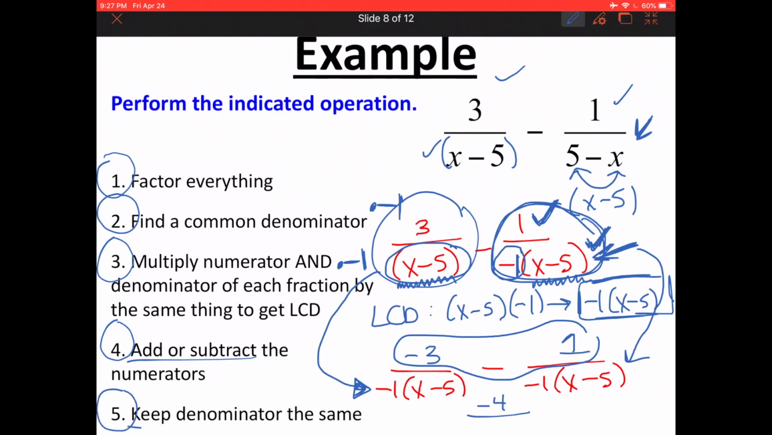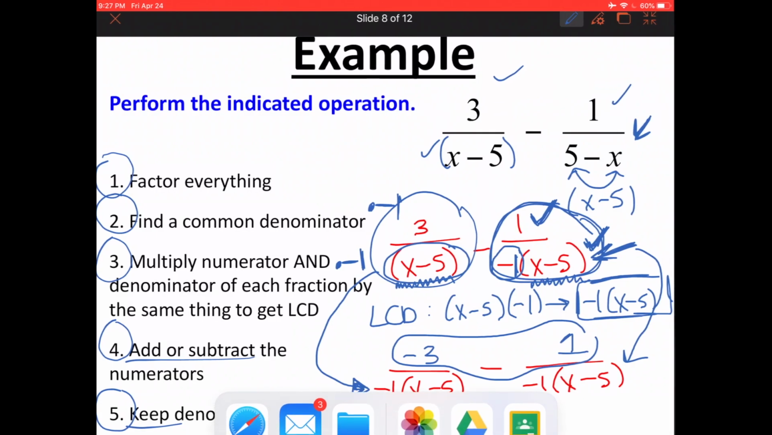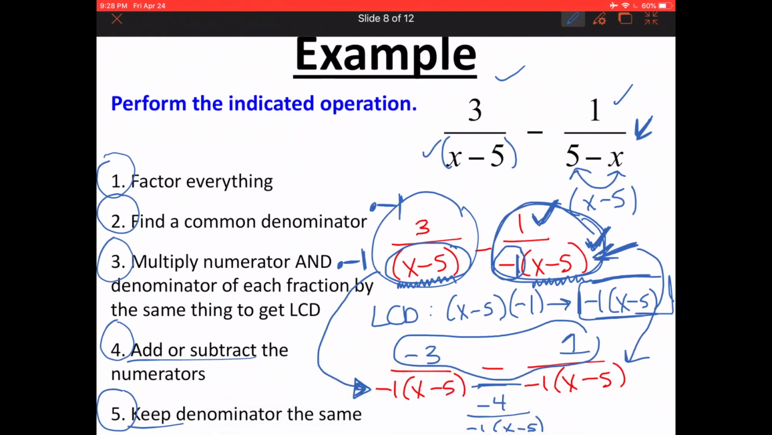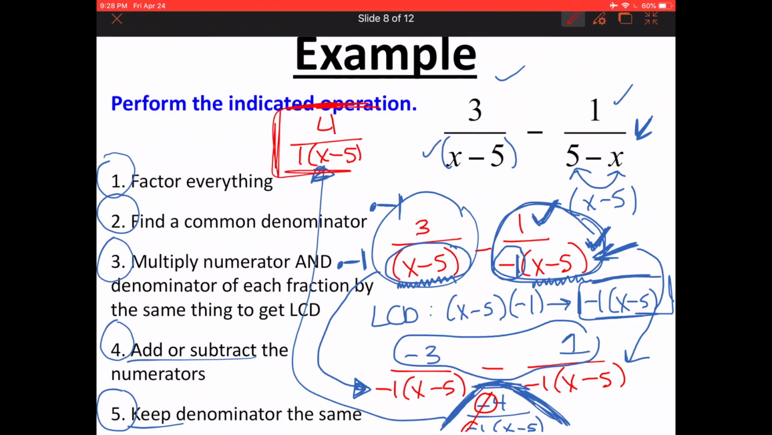And then step 5, keep my denominator, negative 1 x minus 5, and there is my final answer. Okay, guys, negative 4 over negative 1 x minus 5. Now, since there's a negative in the numerator and a negative in the denominator, you could cross those out and just have 4 over 1 x minus 5. So be aware of that in case that shows up on a test question, okay?